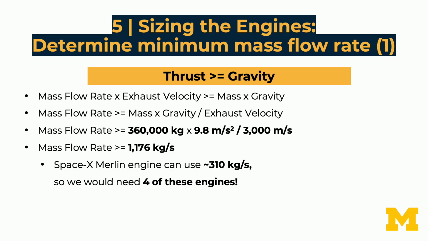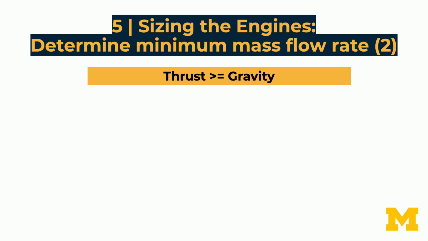If the mass flow rate is exactly that amount, the rocket will just sit there. If you make it larger than that, the rocket will start taking off. If you make it much, much larger than that, the rocket will just go into space very quickly. A SpaceX Merlin engine uses around 310 kilograms per second of fuel and oxidizer. So we would need 4 of those engines, and that would allow you to just sort of rise slowly off of the launch pad.